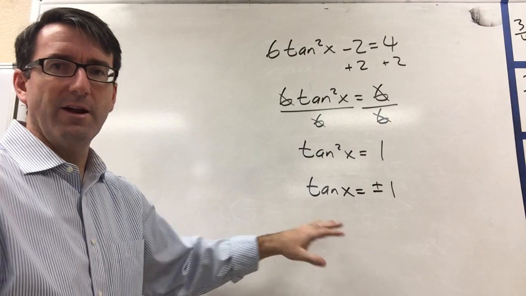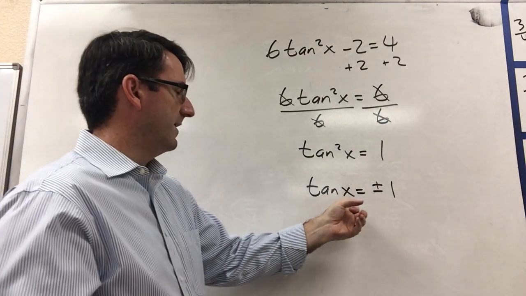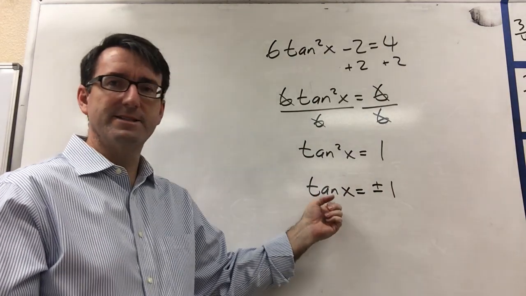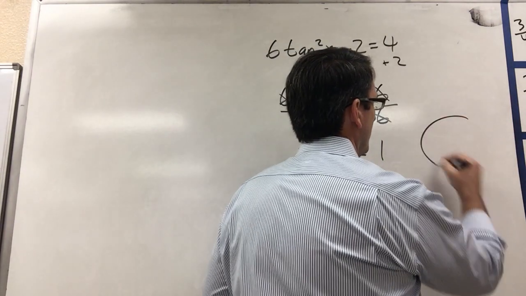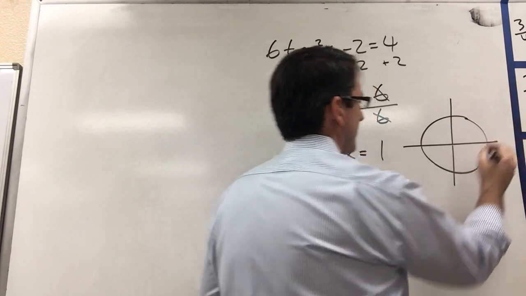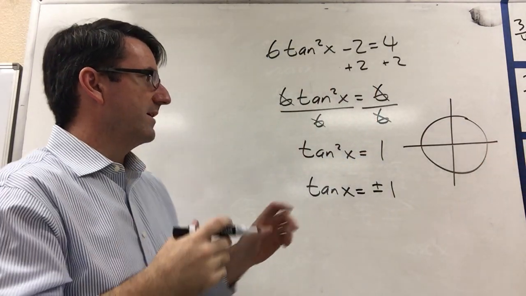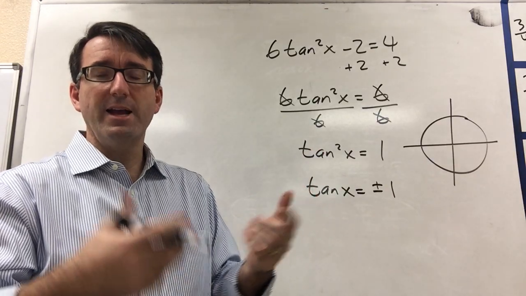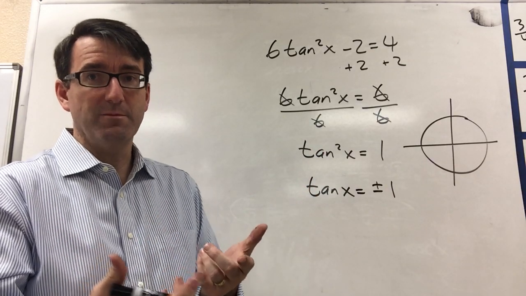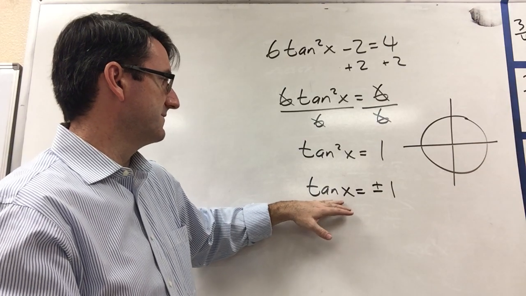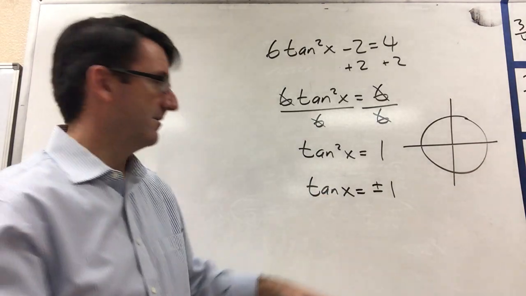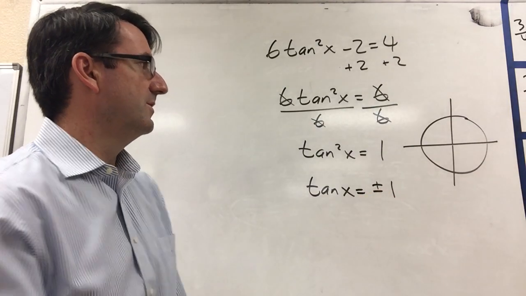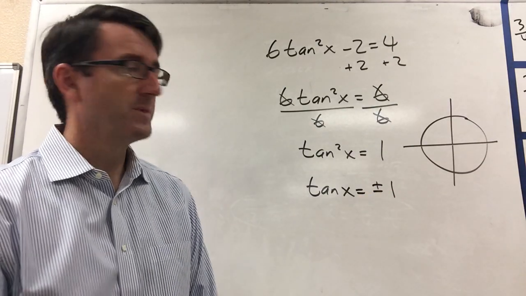So tangent's not on our unit circle, but remember that tangent is sine divided by cosine. So we're looking for places on the unit circle where the sine and the cosine are the same. Because if sine and cosine are the same, then anything divided by itself is going to be 1.